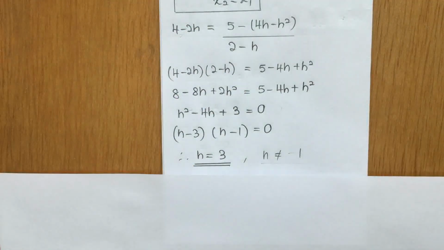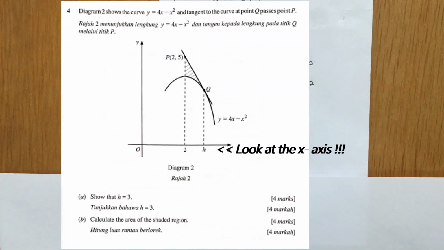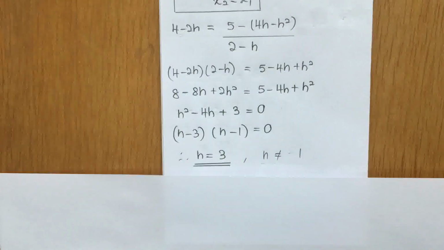Why can h not be equal to 1? Back to the question again. Your h coordinate is surpassing the 2 over here, guys, if you look at the question. So it makes sense, your h cannot be less than 2, your h must be more than 2. So that's how you get this value, h is equal to 3. From here we have already successfully shown that h is equal to 3.